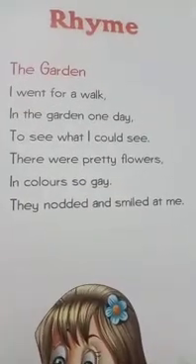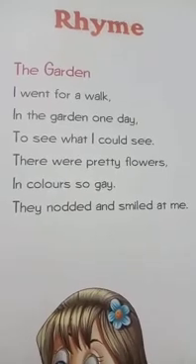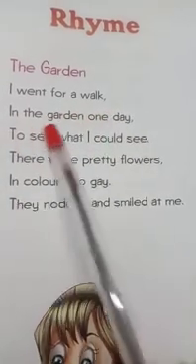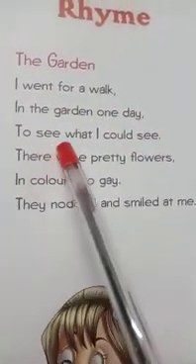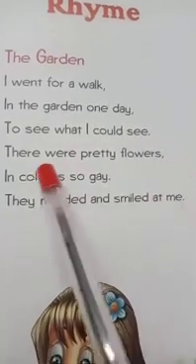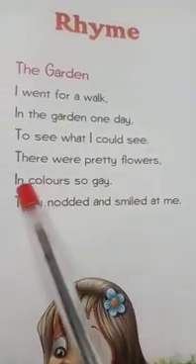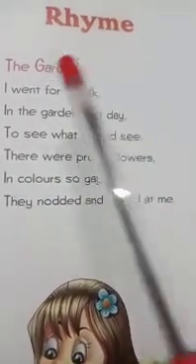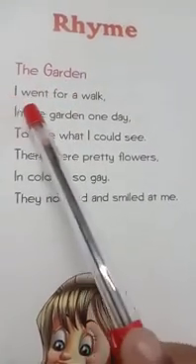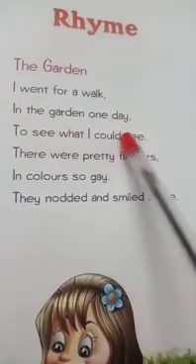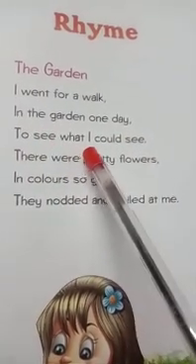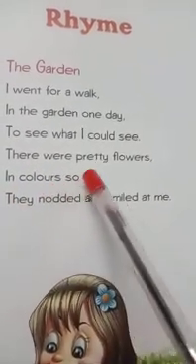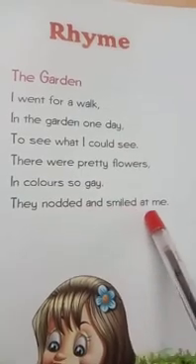Okay dears, now I am going to sing the rhyme. Listen carefully. The Garden. I went for a walk in the garden one day to see what I could see. There were pretty flowers in colors so gay. They nodded and smiled at me. Once again I will sing. I went for a walk in the garden one day to see what I could see. There were pretty flowers in colors so gay. They nodded and smiled at me.